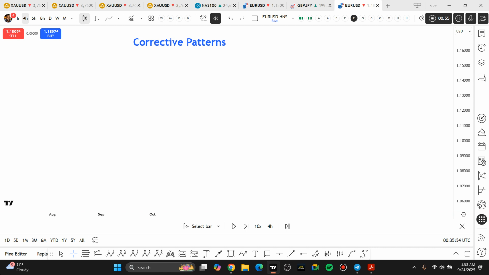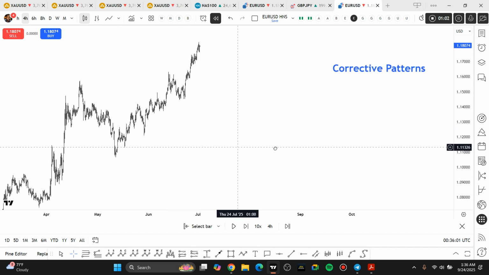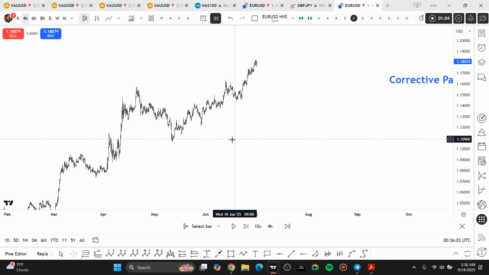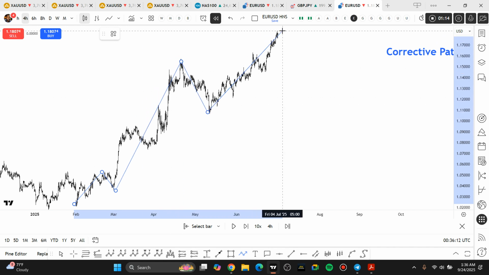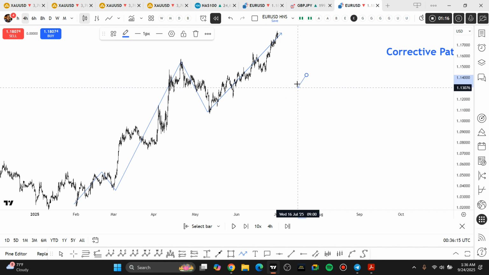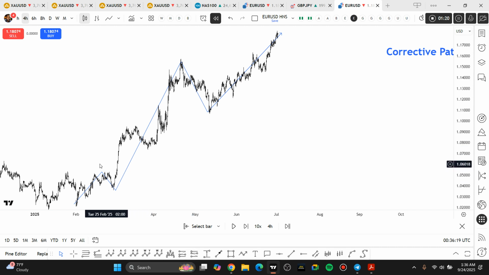Okay. Now, this correction within the impulse that we've discussed so far, let's use this bullish scenario for example now. This is an impulse here, right? Which this is wave one, wave two, wave three, wave four, wave five. Now, within this impulse that we have here, we clearly have correction within it also. And those corrections are spotted at wave 2 and wave 4.